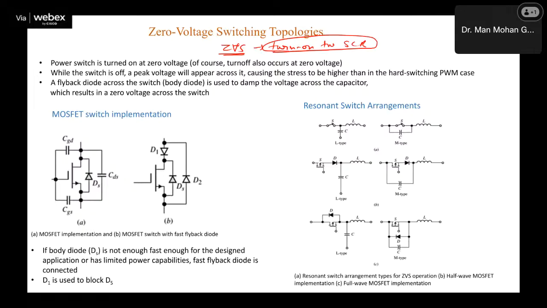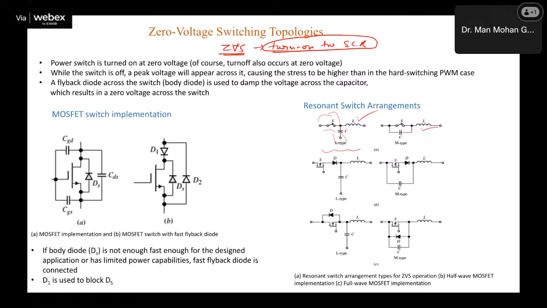As we discussed earlier, this is L type switch, right? Here, this capacitor is connected across the switch. Then inductor is used for creating resonance in L type. In M type, this capacitor is directly connected across the switch and inductor is used for accomplishing the resonance in the circuit.